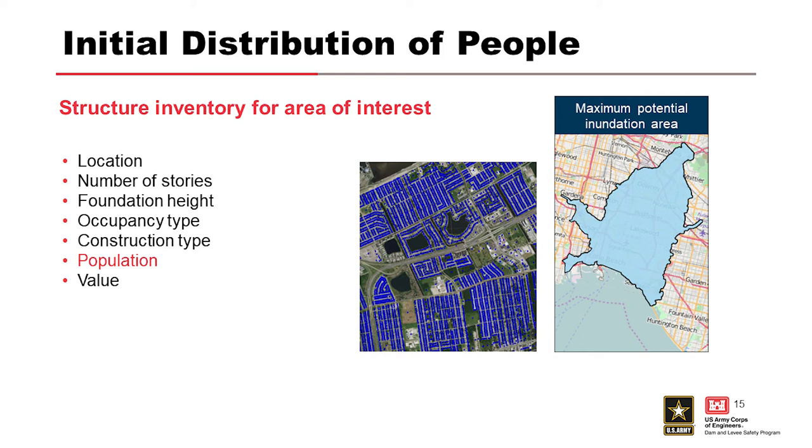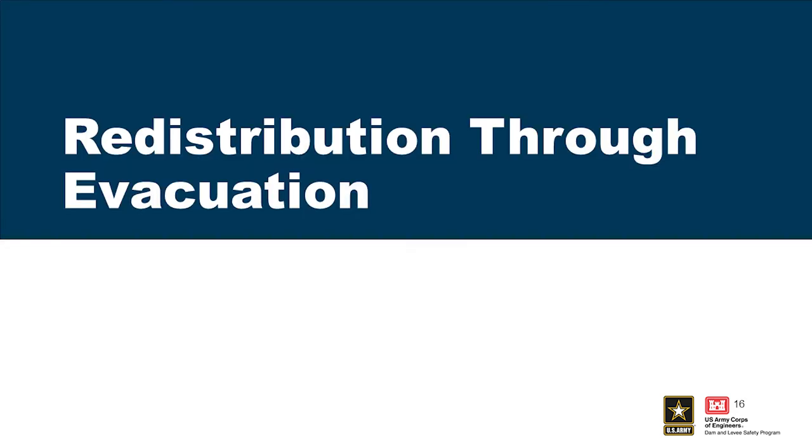The level of detail in those structures can vary quite a bit, the structure placement. Number of stories matters because we start talking about how tall the structures are, and if people can stay above the water. Foundation height for the same reason. Occupancy type helps us understand if it's a commercial structure versus maybe a residential structure, how people would evacuate those types of structures, how people would get warned in those types of structures, and different construction types, like I talked about, wood structure versus concrete. Population is a big one. The redistribution is the next one here, through evacuation.